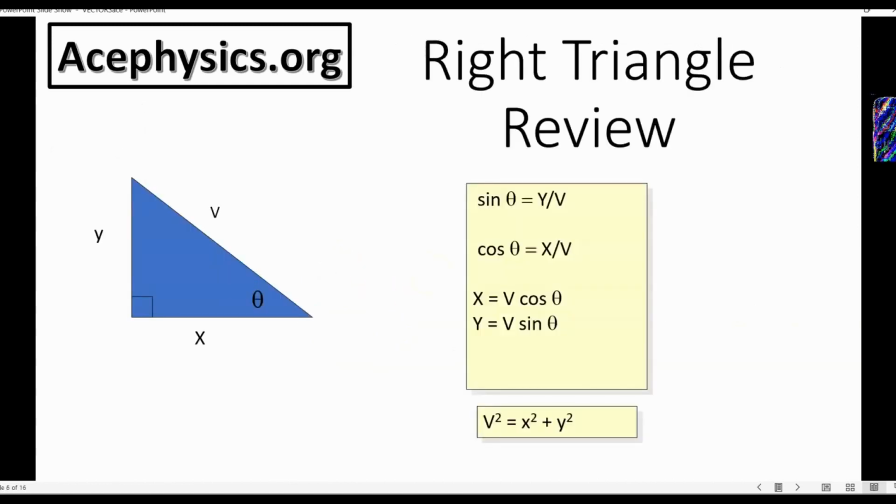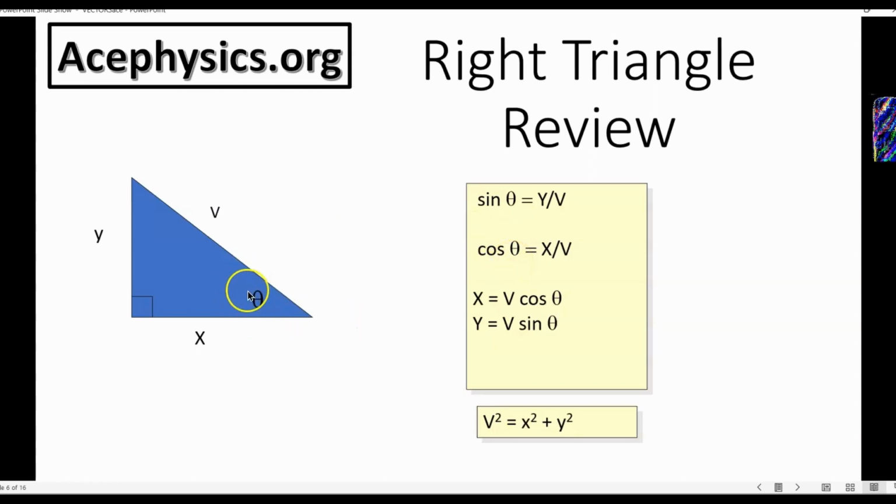In order to do vector problems, you need to know some basic right triangle trigonometry. Here is a right triangle. The hypotenuse of the triangle I've labeled V. That's because in physics, when you're dealing with vectors, the magnitude of the vector is always going to be the hypotenuse of the triangle. Here's an angle theta. This side I call y, this side I call x. Sine of theta is opposite over hypotenuse. So here's theta. Sine of theta is opposite, which is the y, divided by the hypotenuse, which is the magnitude of the vector v. Cosine of theta is adjacent over hypotenuse.